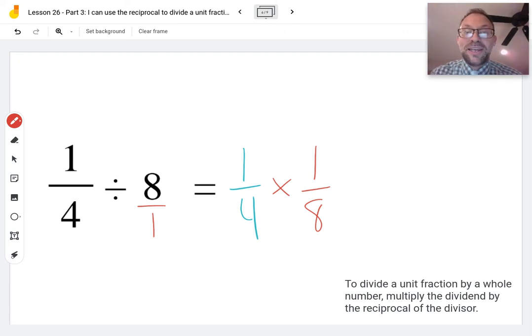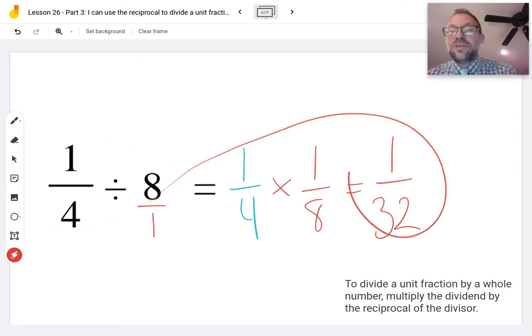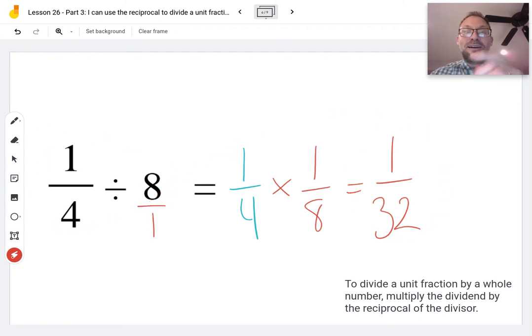Multiplying 8 over 1 times 1/8 gets us 1. Do you remember that? That's the real math definition of a reciprocal. Anyway, here we have our number sentence. 1/4 times 1/8. 1 times 1 and 4 times 8, and we're going to get 1/32. And 1/4 divided by 8 is 1/32. All right, let's do a couple more.